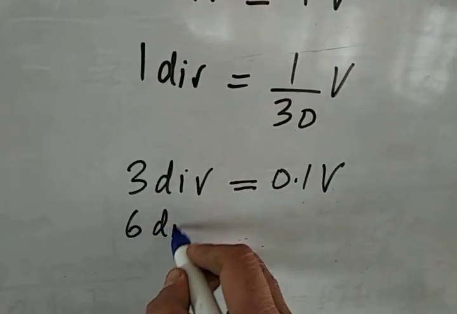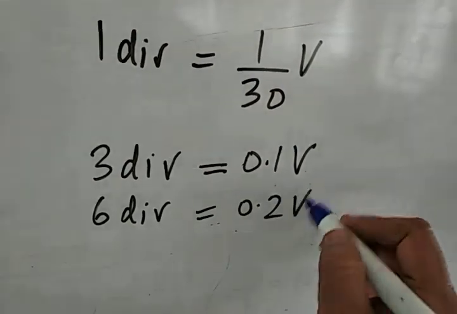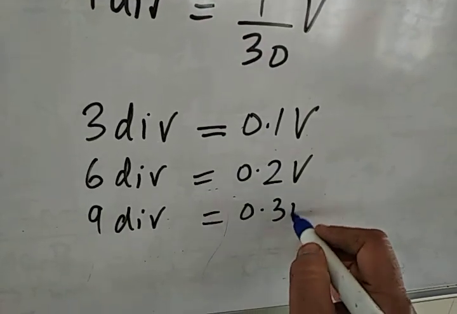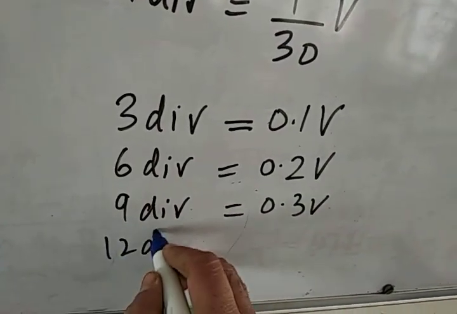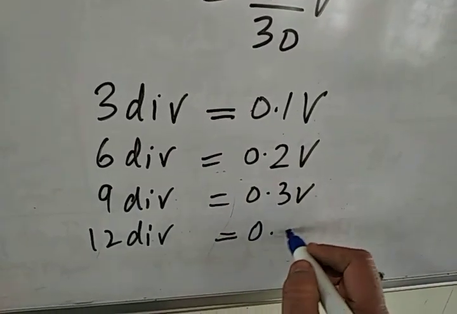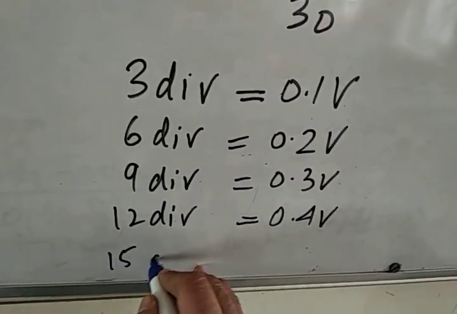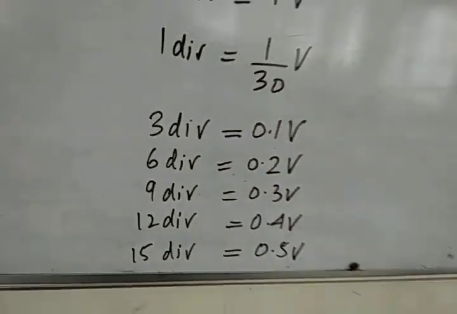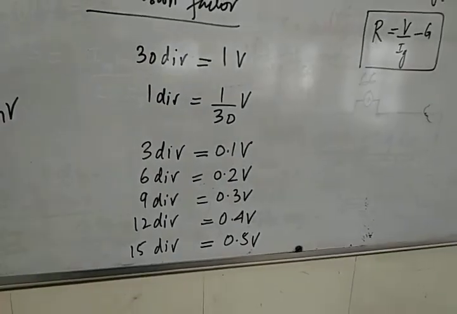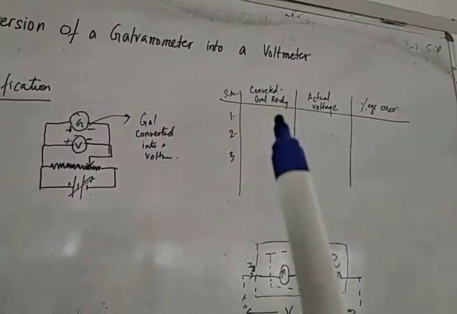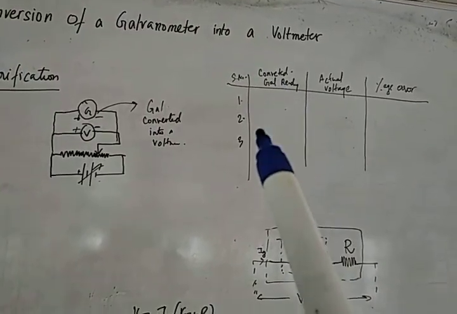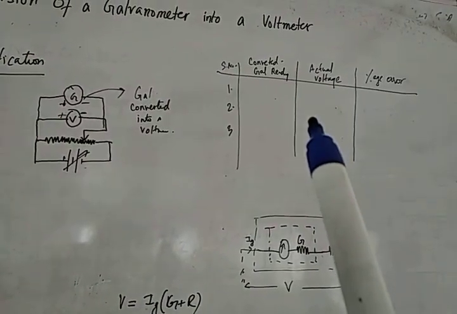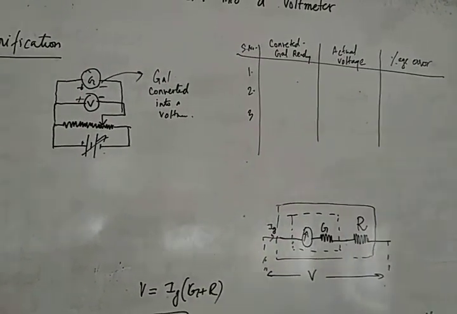And 6 division deflection would represent 0.2 volts, 9 division deflection would represent 0.3 volts, 12 division deflection would represent 0.4 volts, and 15 division deflection would represent 0.5 volts, and so on. This conversion factor we are going to use to find out the reading of the converted voltmeter. We'll also see the actual voltage from the original voltmeter and then find out the percentage error.